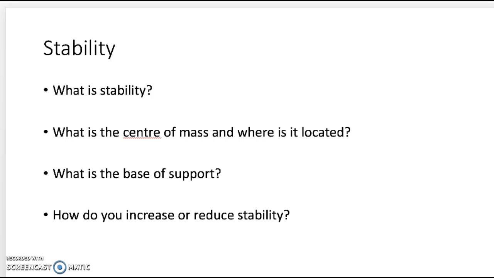Stability. Mass is the amount of material an object is made up of. The center of mass is when the body is completely balanced in every single area or direction. So you have a line of gravity through the middle of your body that goes down, and the gravity acts down through the center of mass.